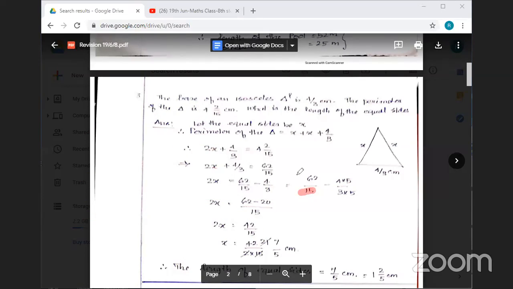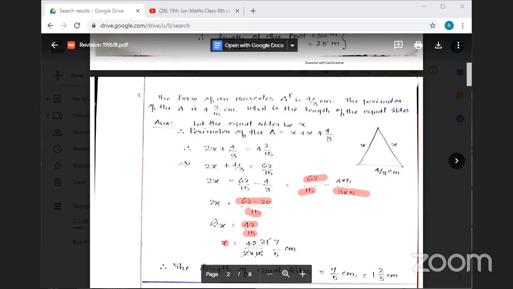Therefore, 62 is available over 15. I have to convert this also to 15. 5 threes are 15, and 5 fours are 20. Therefore, 62 minus 20 by 15. Then 42 by 15. And 2x is equal to 42 by 15.